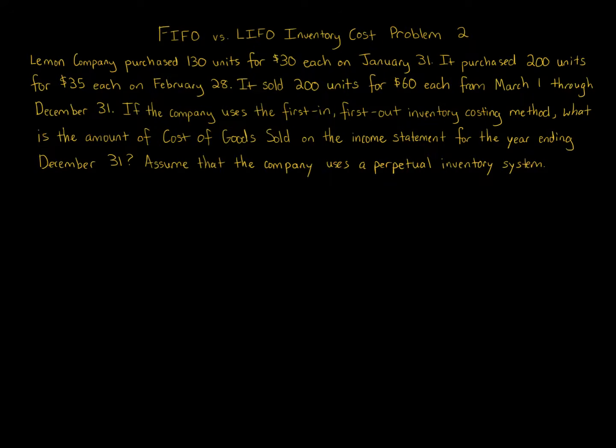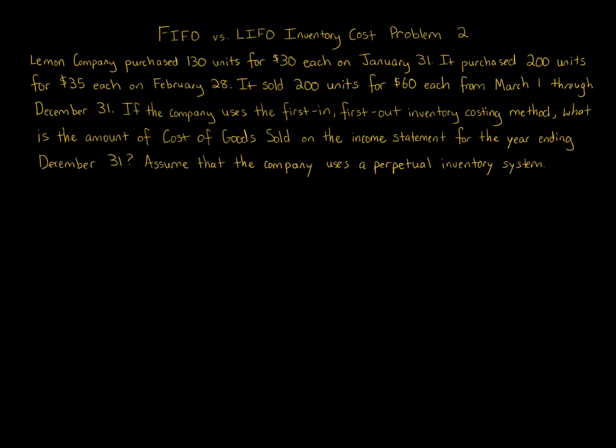FIFO versus LIFO inventory cost problem 2. Lemon Company purchased 130 units for $30 each on January 31st. It purchased 200 units for $35 each on February 28th. It sold 200 units for $60 each from March 1st through December 31st. If the company uses the first in, first out inventory costing method, what is the amount of cost of goods sold on the income statement for the year ending December 31st? Assume that the company uses a perpetual inventory system.